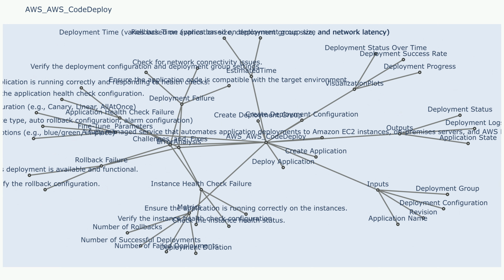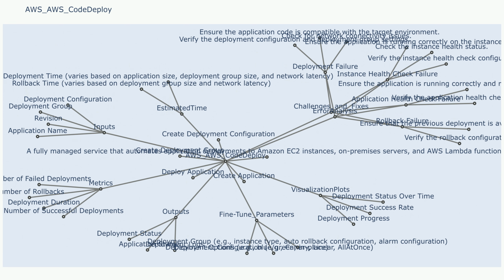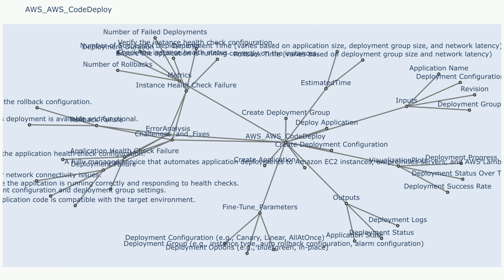Name: EC2 instance for on-premises deployments. Purpose: to host the application code and its dependencies. Explanation: For on-premises deployments, you need an EC2 instance running an operating system that supports the CodeDeploy agent. This instance will be the target for deploying your application.